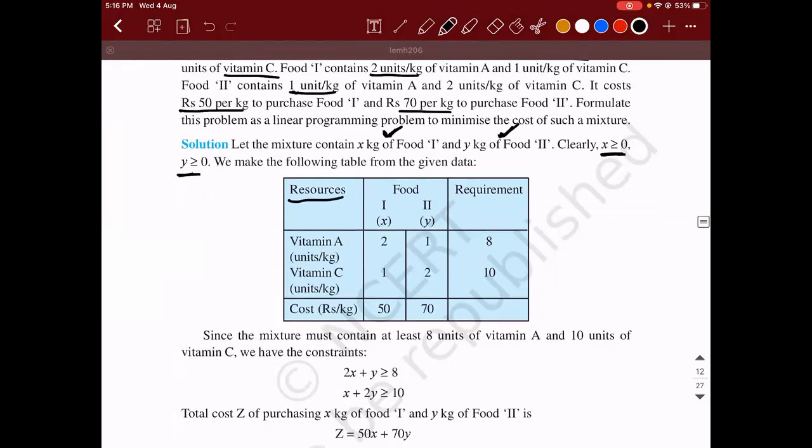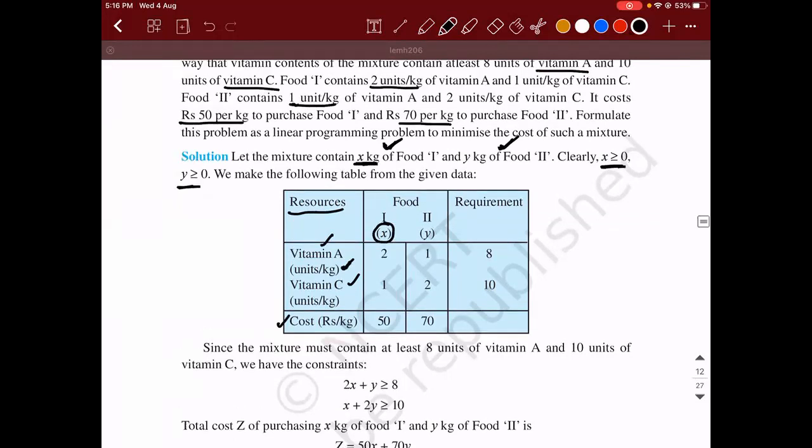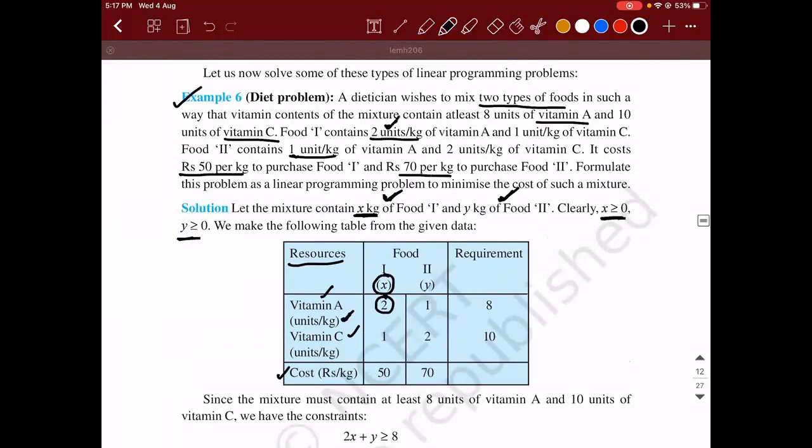So what are all the resources that are available in that case? You have vitamin A in units per kilogram, vitamin C in units per kilogram, and the cost in rupees per kilogram. So food 1 contains X. So here the mixture contains X kilogram of food 1. So it is 2 units per kilogram. Food 1 contains 2 units per kilogram of vitamin A and 1 unit per kilogram of vitamin C. And what is the requirement? The requirement is 8 units. So resources, food, and the requirement.